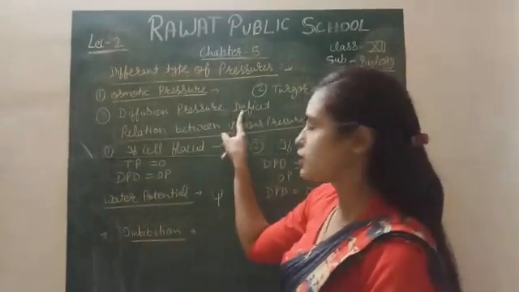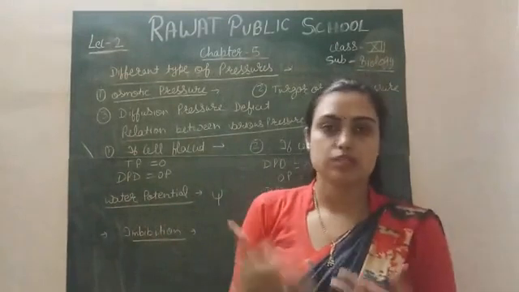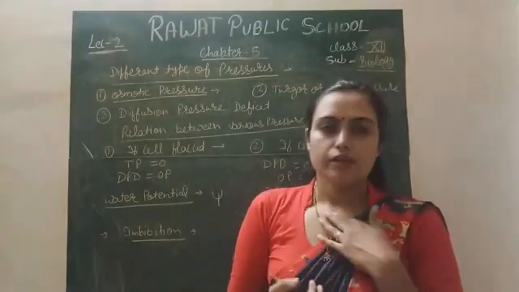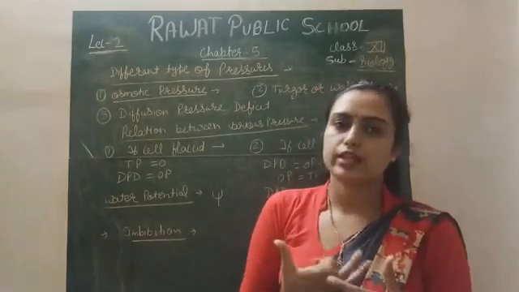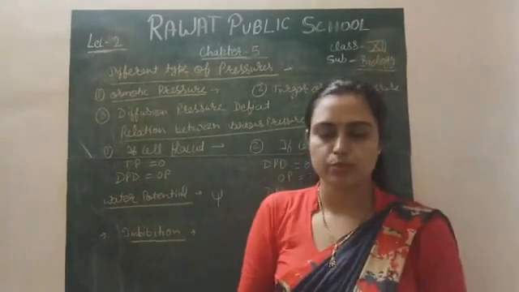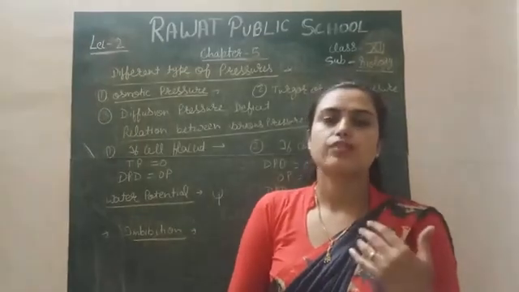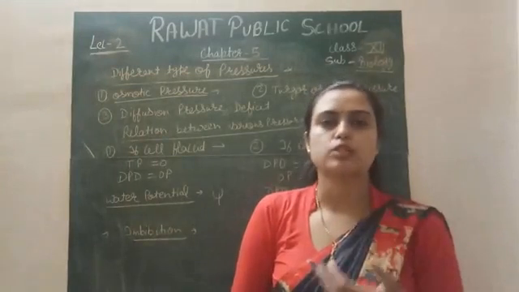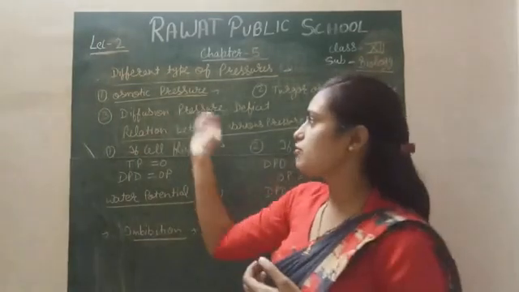Next is the diffusion pressure deficit. What is the meaning of diffusion? It is the movement of particles from a region of higher concentration to a region of lower concentration. If we add solute particles, that is, when the osmotic pressure of a cell is increased due to solute particles, then the movement of the particles will be interrupted by these solute particles. This is the deficit which occurs due to the solute particles, called the diffusion pressure deficit.